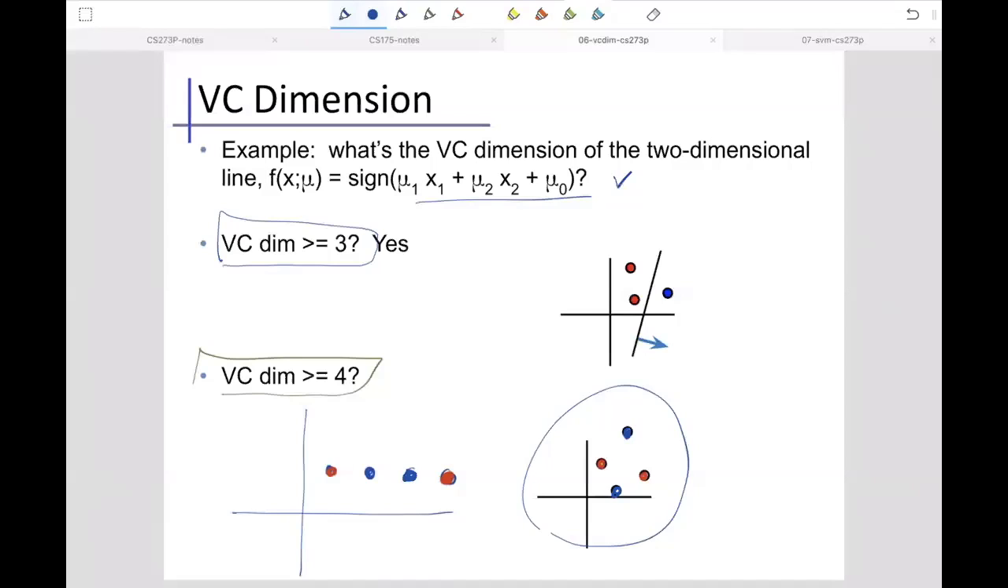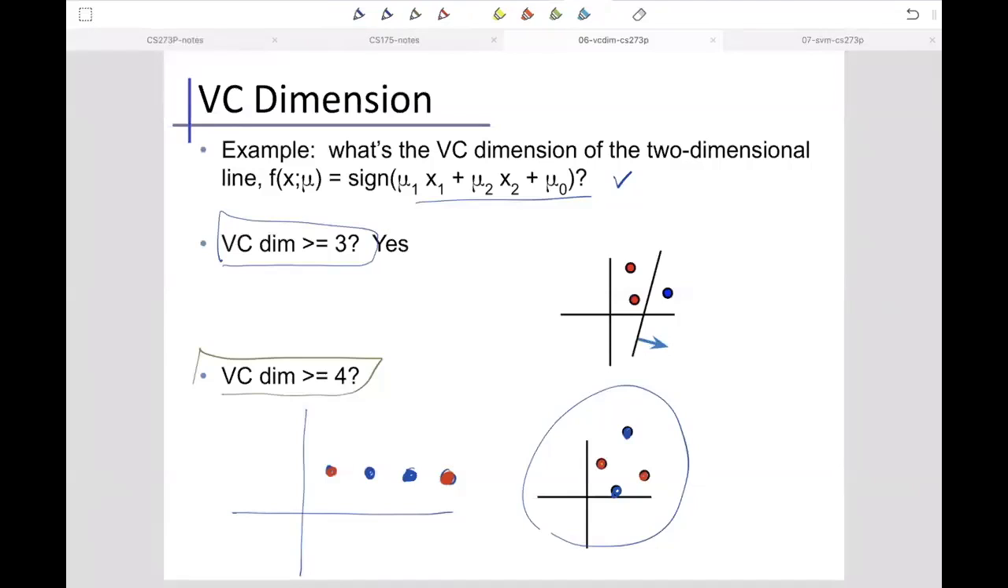For VC dimension equal to 4, you placed all 4 of them in a straight line. What if you placed all 3 of them in a straight line for VC dimension equal to 3? Yeah, that's right, that's a good point. Let me make that point here. This is a good question.